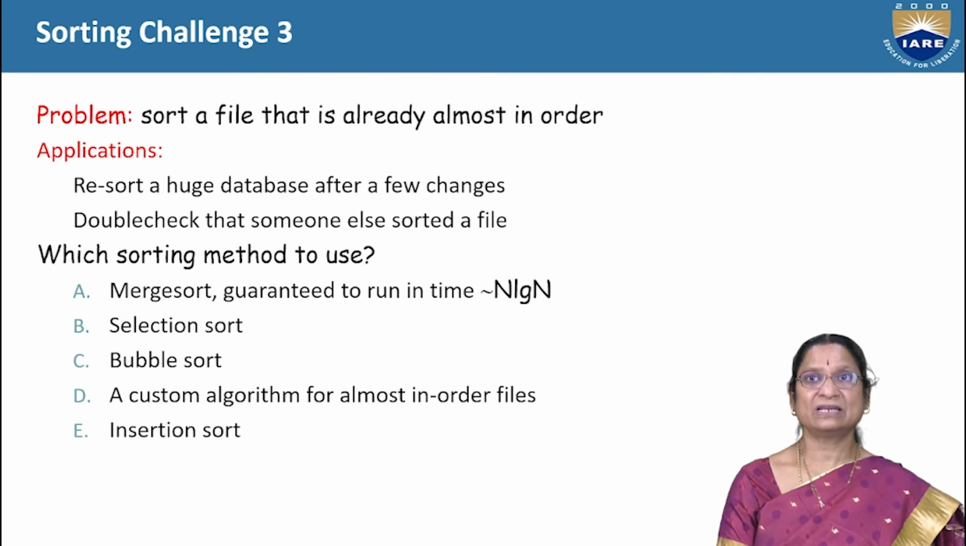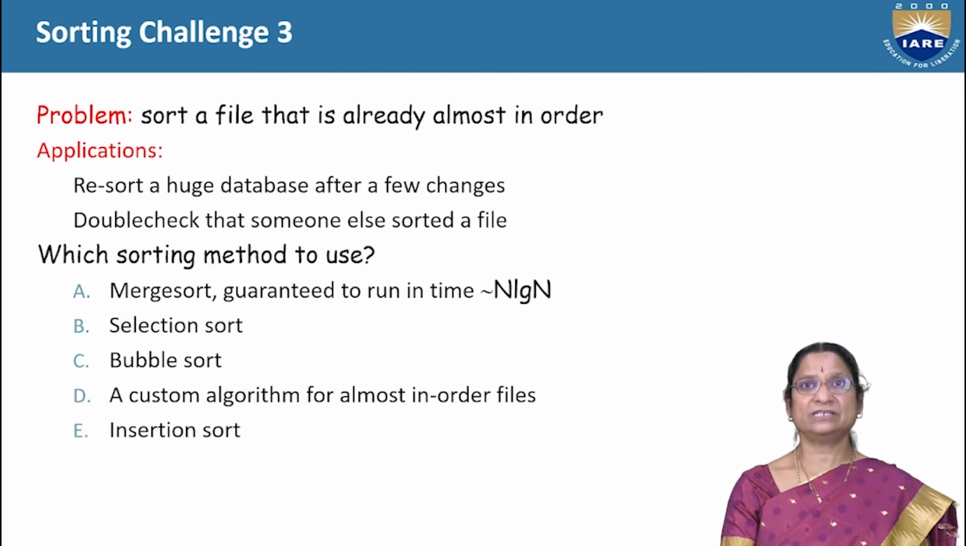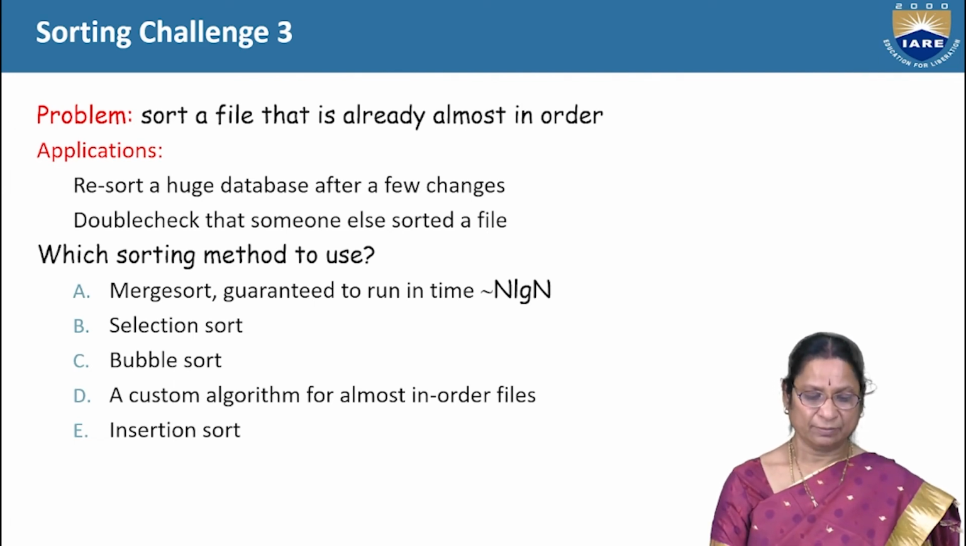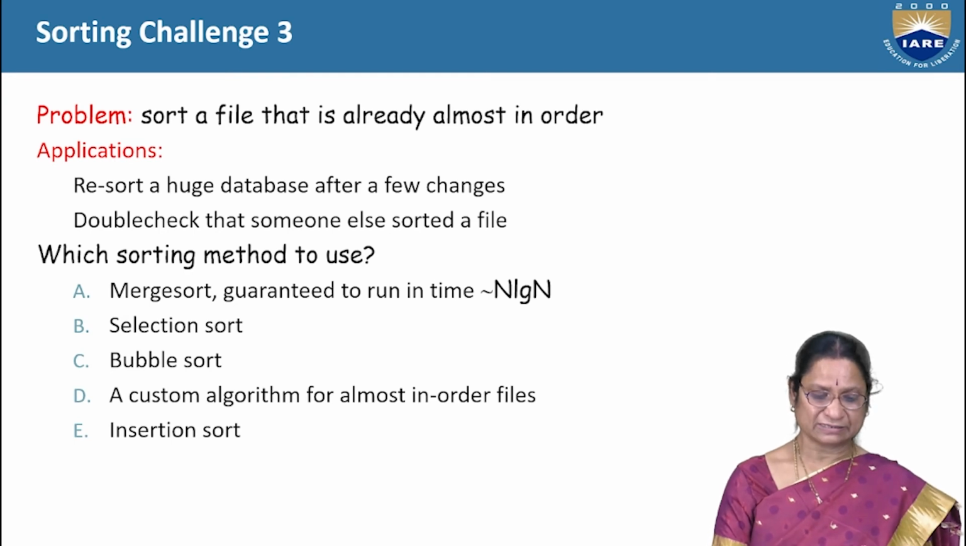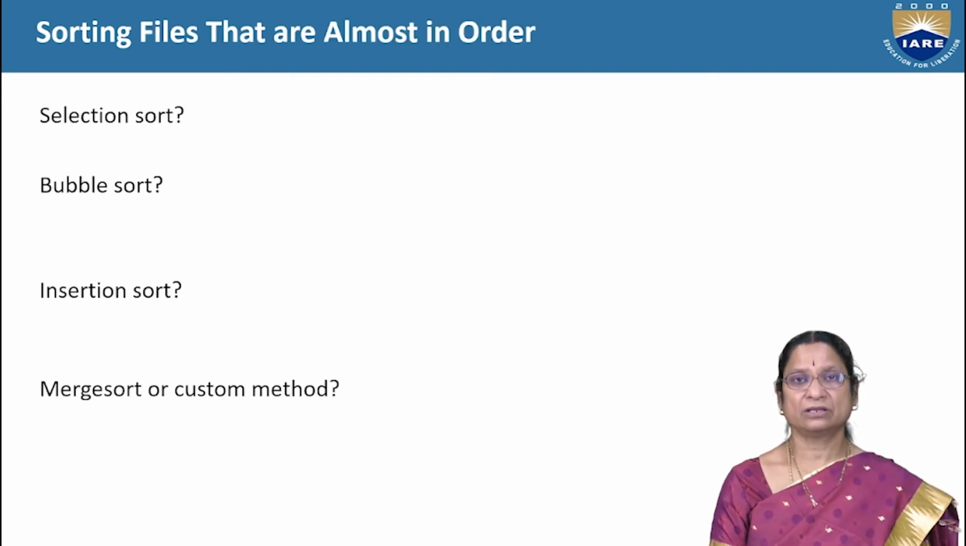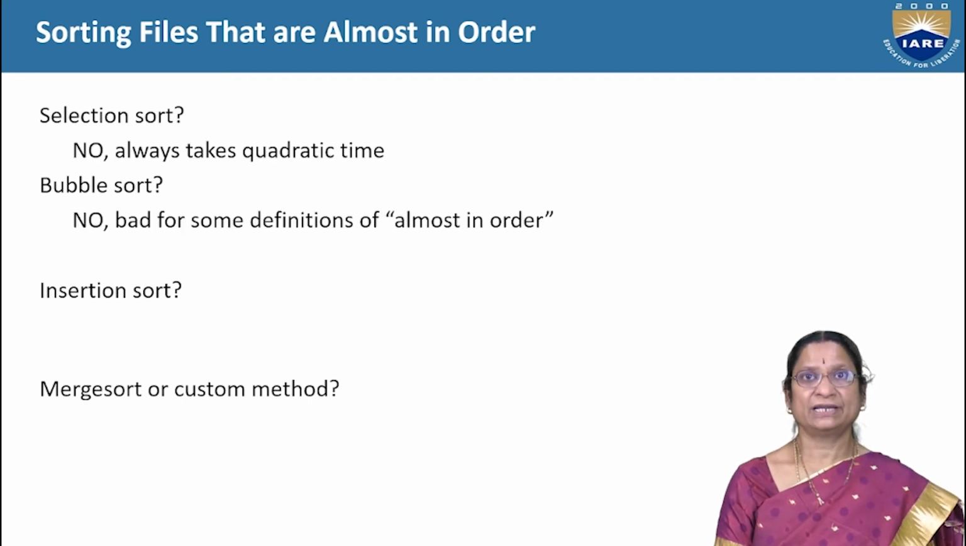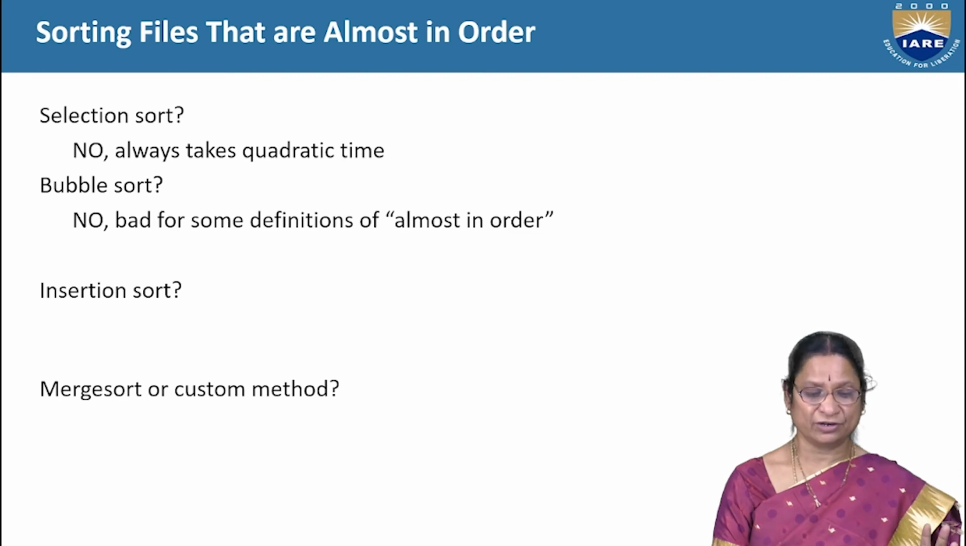Another is double-checking whether someone else sorted the file or not. These two are applications in which the data is already in sorted order, but we need to apply sorting again. Which technique is more suitable? Merge, selection, bubble, a custom algorithm, or insertion? Selection is quadratic time, and bubble sort is also quadratic time even when the data is already in sorted order.